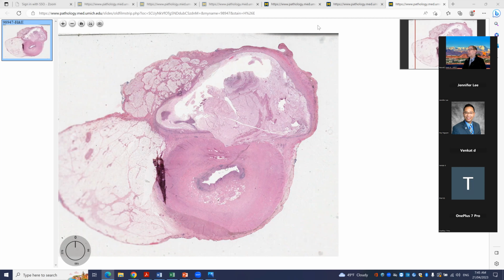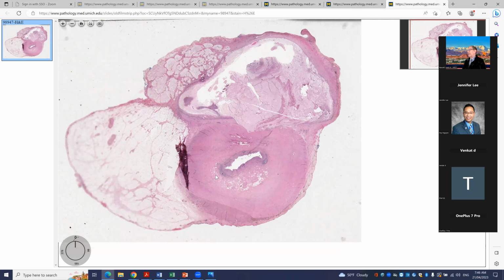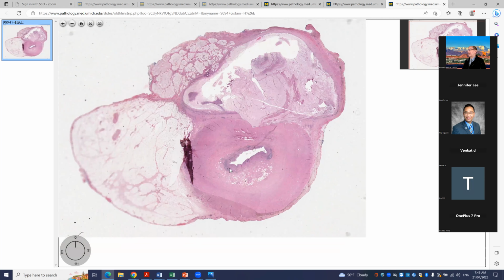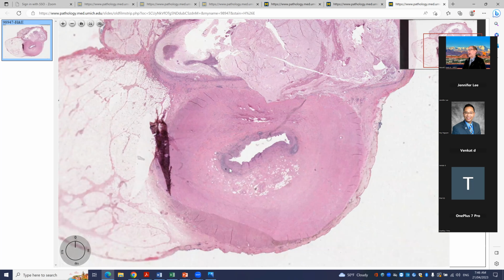appendiceal adenomucinosis or appendiceal pseudomyxoma kind of mucinosis, acellular mucin. And this is the important thing here, that the clinicians understand that there are no malignant epithelial cells here to be treated. This is not something that's going to respond to chemotherapy or something like that.